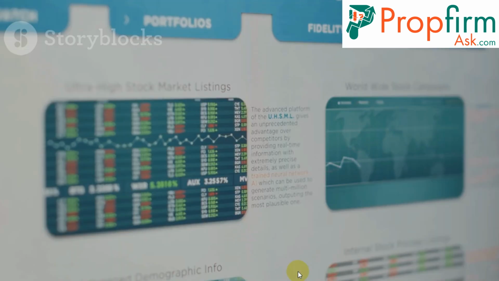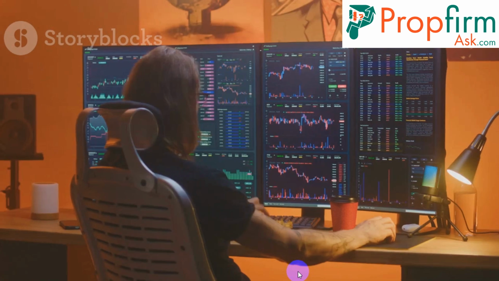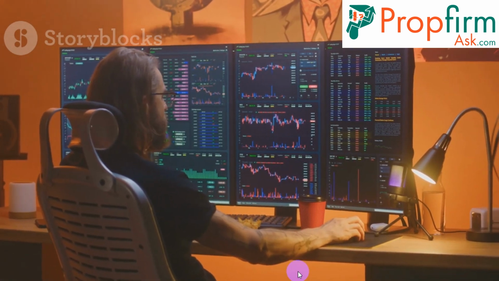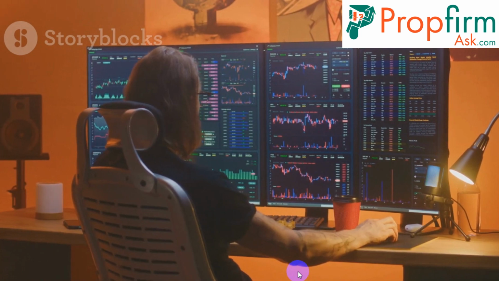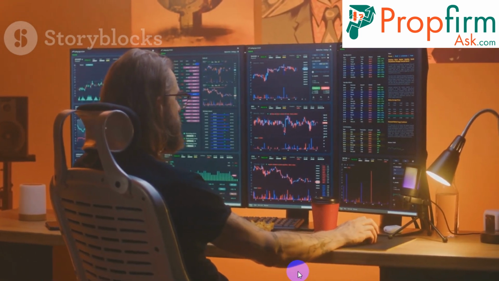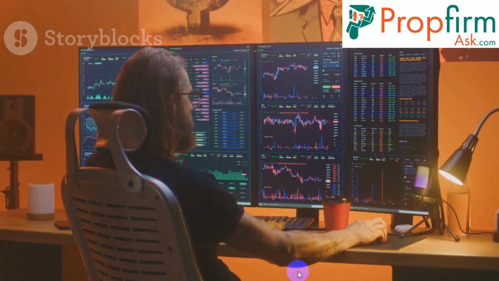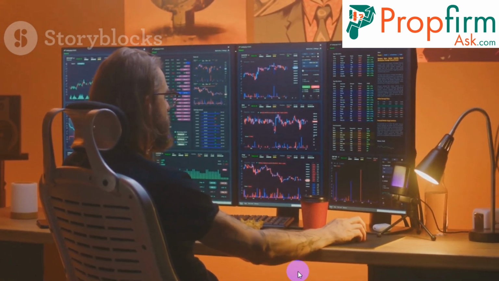First, you'll need access to historical market data. Many trading platforms provide this data, or you can find it from various financial data providers. Once you have the data, the next step is to simulate your trades based on your strategy's rules. This can be done manually or using automated backtesting software.